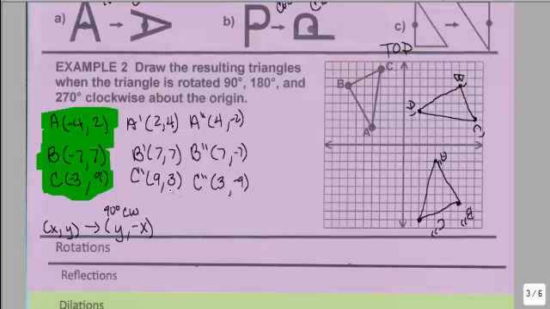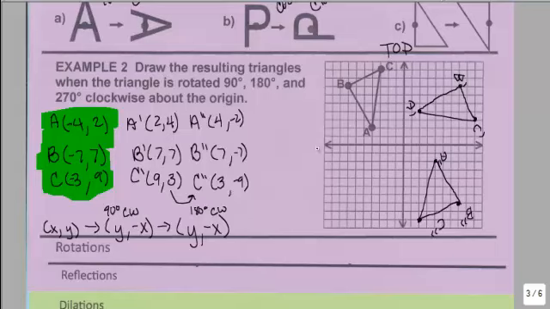So how did we get from here to here? That's what we're going to write here. So the way that we got from here to here was our X became the negative of our Y, and our Y became our X. So this 3 went to the X position, and then this X went to the Y position and changed its sign. So that was 180 degrees clockwise.